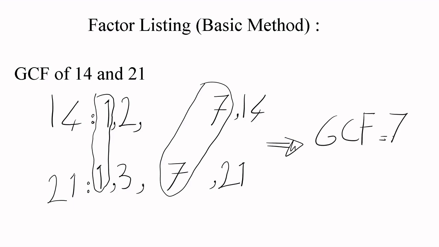Okay, as you can guess, this method can be really time consuming when you have a large number. For example, when you have 120, it would be really hard to write all the factors. So in that case, we are going to use another method, which we call the prime factorization method.